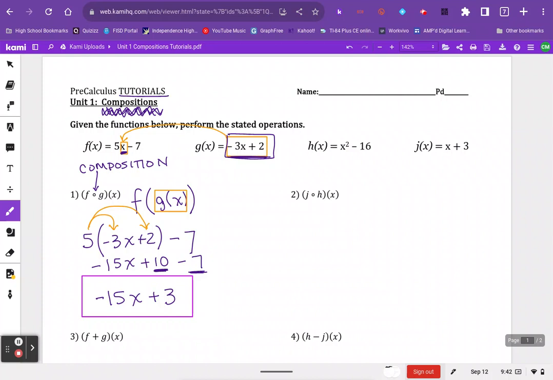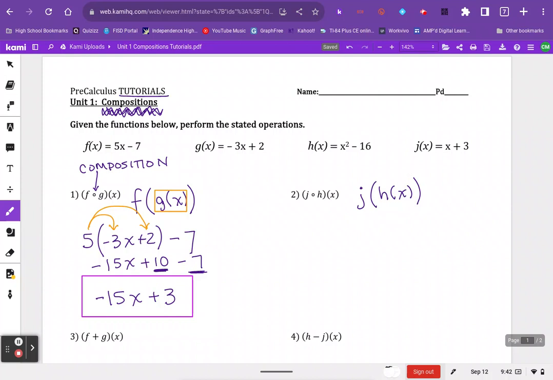Okay, so you try the next one. I'm going to clean this up here. I'm going to help get you started, and then you should pause the video and give yourself a moment to try to solve the next composition and then check to see if we've gotten the same answer. So number 2 is asking us to find j of h of x. So we'll rewrite it, j of h of x.